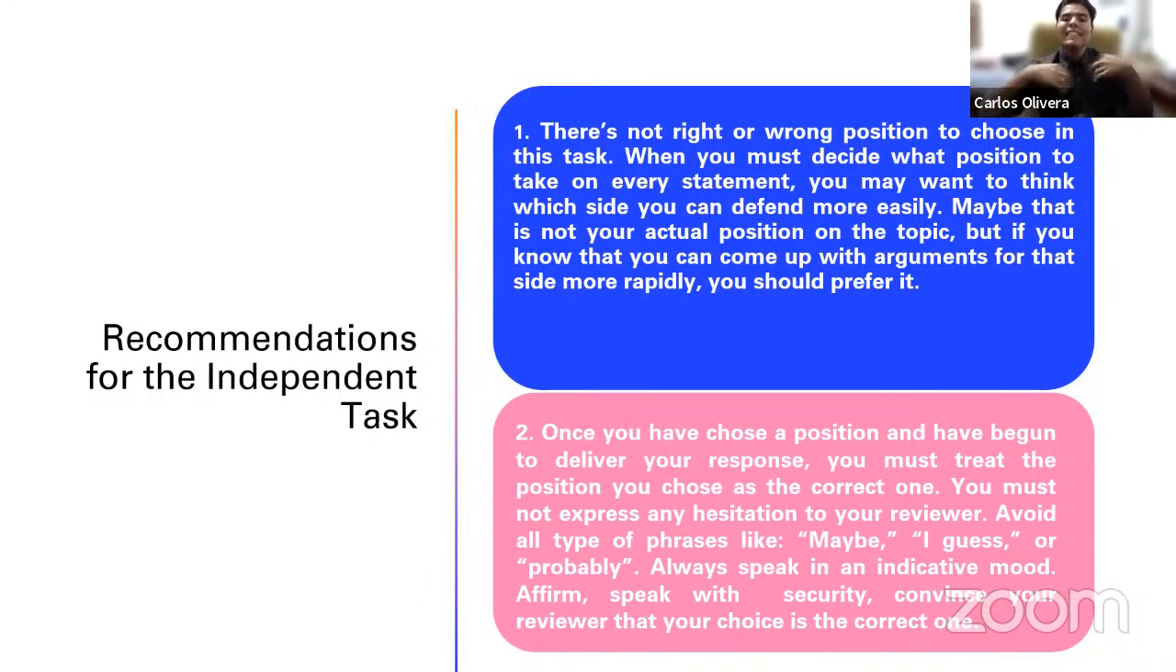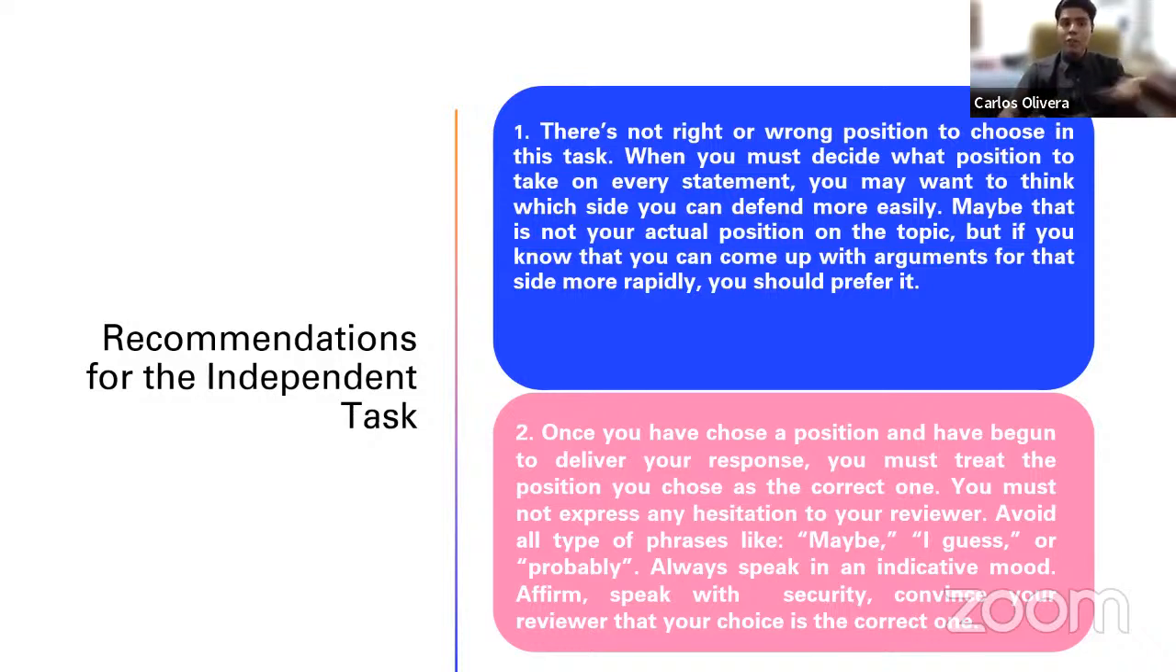So you must not express any hesitation to your reviewer about deciding the correct answer. Avoid all types of phrases like, for example, maybe, or I guess, or probably. Always speak in an indicative mood, that is to say, affirming, saying this is the case. Affirm, speak with security, convince your reviewer that your choice is the correct one. Okay, here you want to be super secure of yourself. You want to make sure that you are firm in things, that you are convincing.